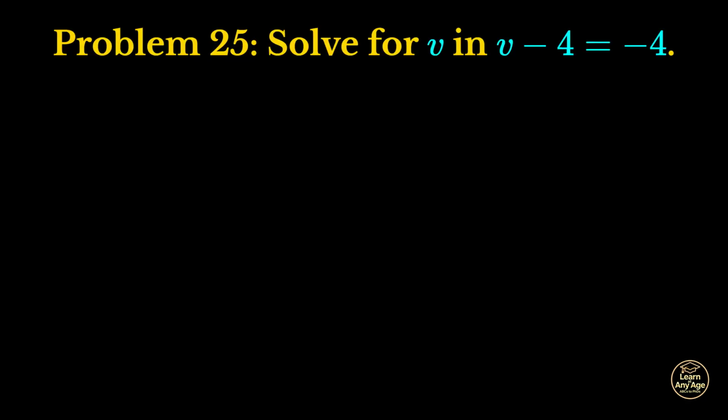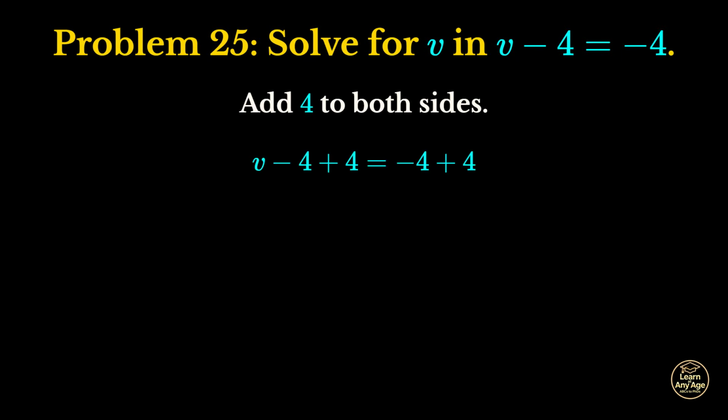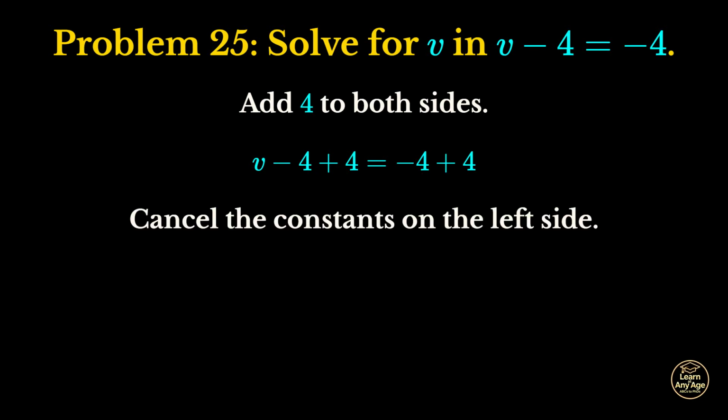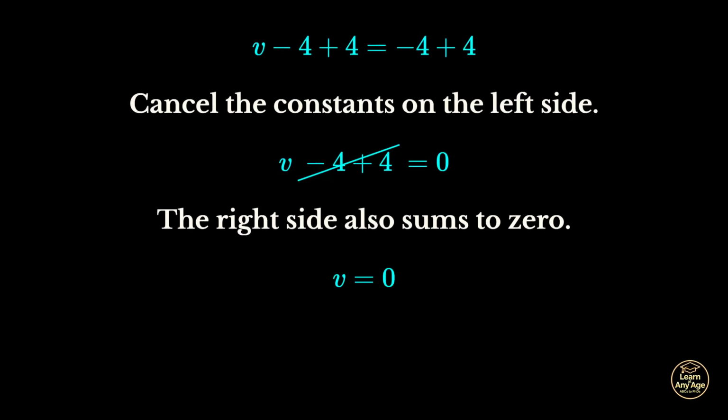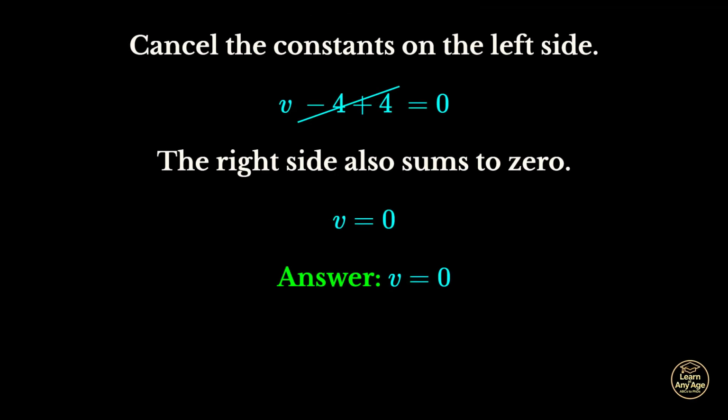Problem 25. Solve for v in v minus 4 equals minus 4. Add 4 to both sides. v minus 4 plus 4 equals minus 4 plus 4. Cancel the constants on the left side. v minus 4 plus 4 cancelled out equals 0. The right side also sums to 0. v equals 0. Answer, v equals 0.